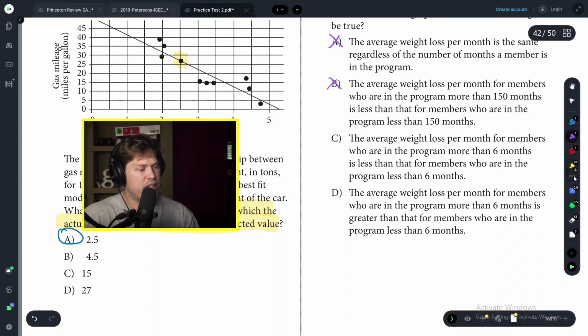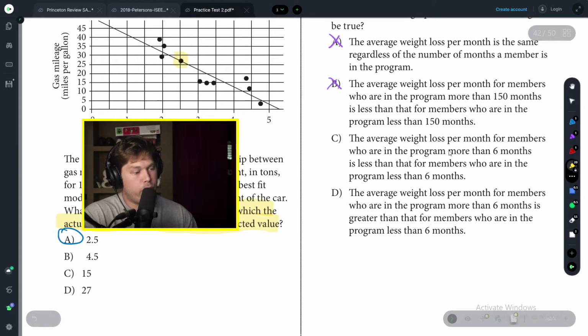Okay, let's read that again. The average weight loss per month for members who are in the program more than 6 months is less than for members who are in the program less than 6 months. Okay, and what's choice D? The average weight loss per month for members who are in the program more than 6 months is greater than that for members who are in the program less than 6 months.